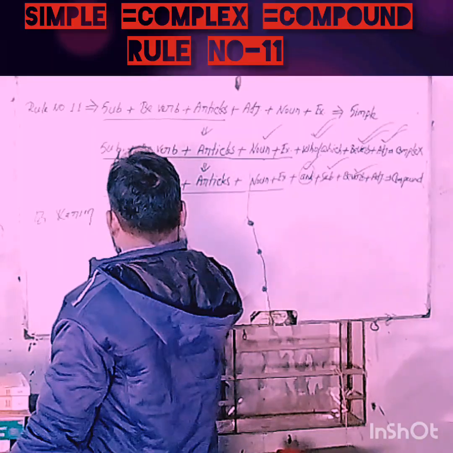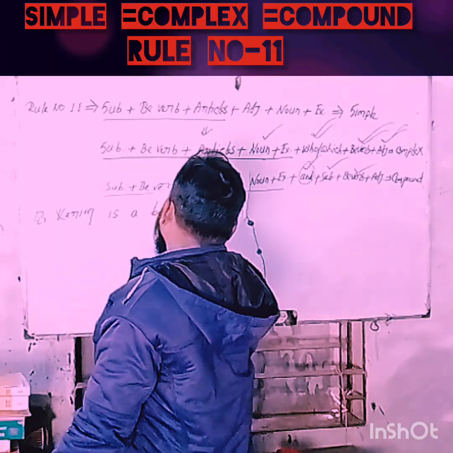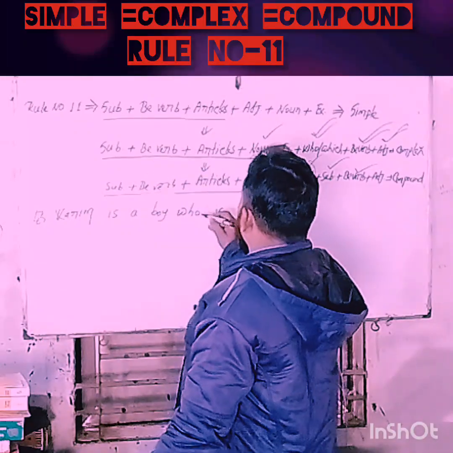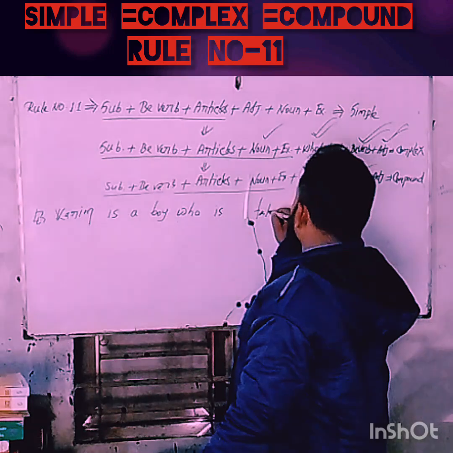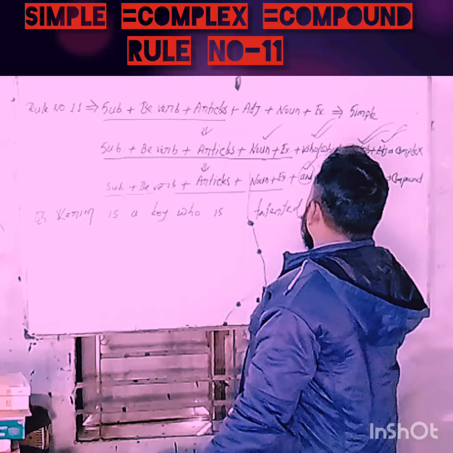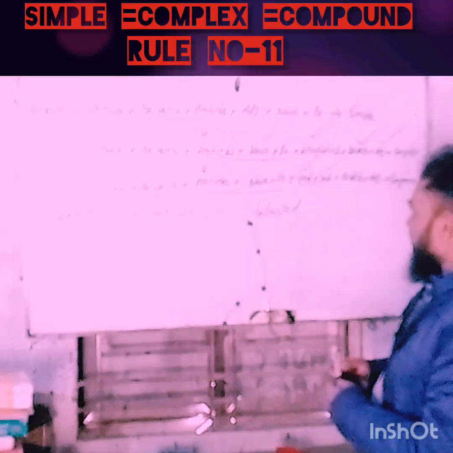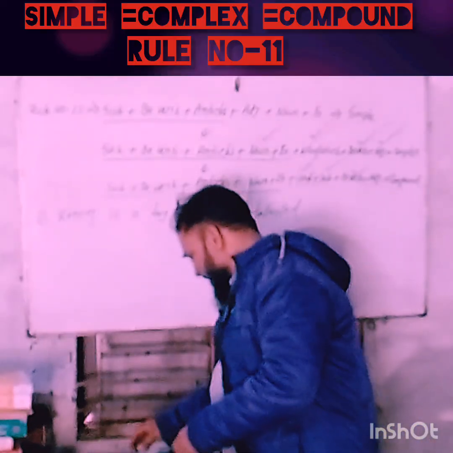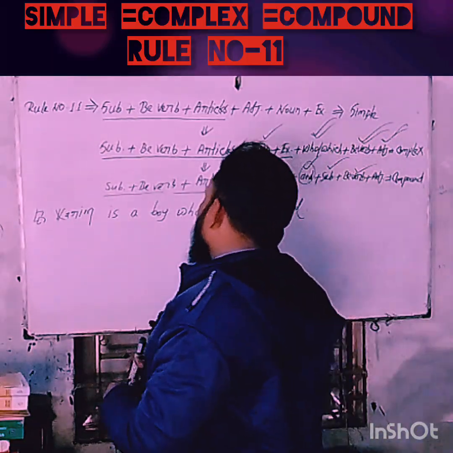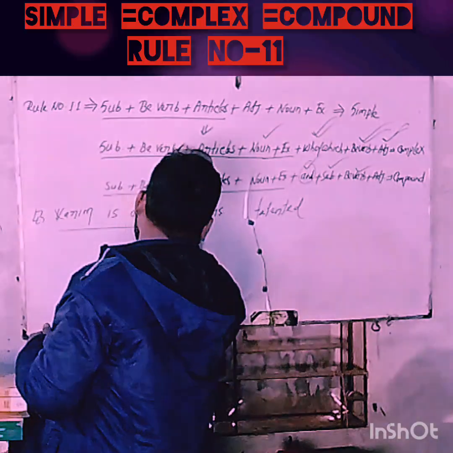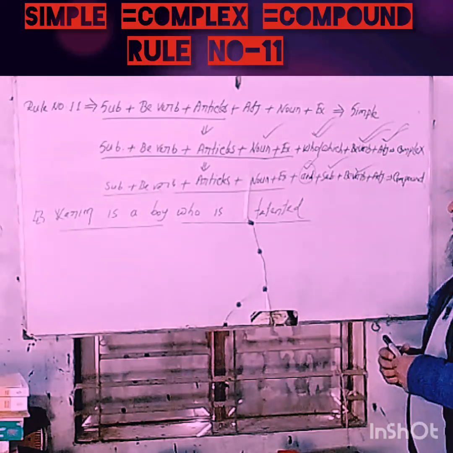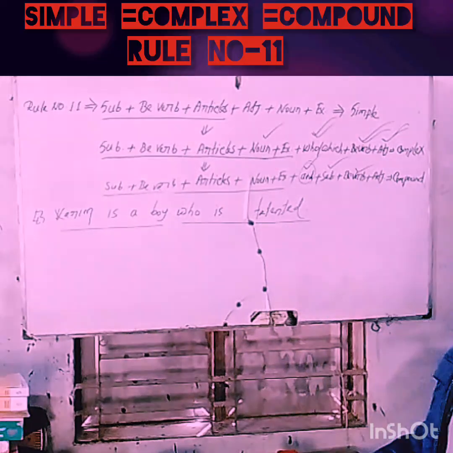Karim is a boy who is talented. Okay, learners, let's take a look at the board and try to understand. So at first, you have to identify what category of sentence it is. We can see that, my learners, this sentence has one principal clause and one subordinate clause. So we can consider this statement a complex sentence.